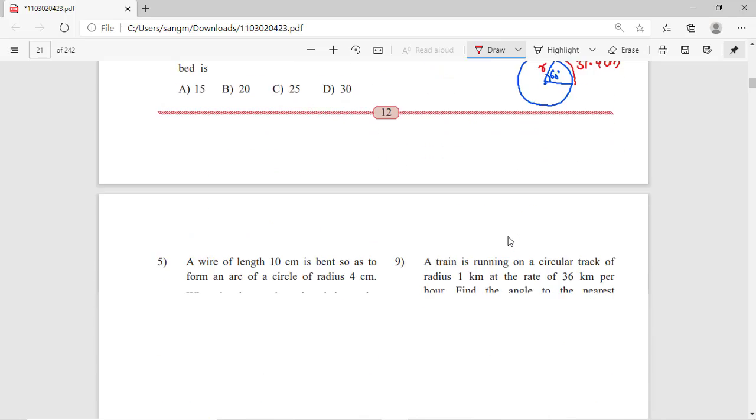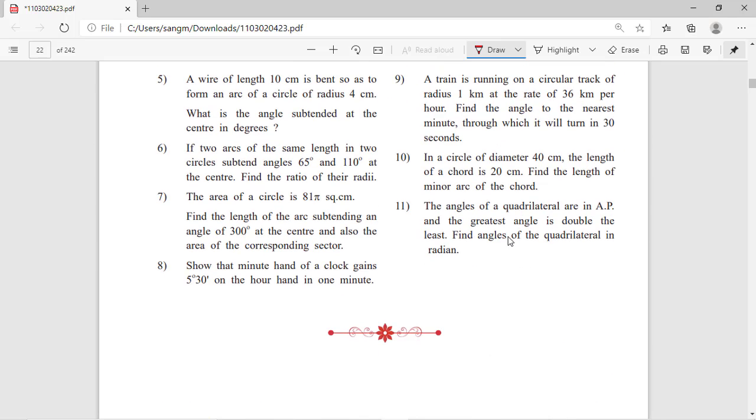Now let's proceed to the next question. Question number 5. A wire of length 10 cm is bent so as to form an arc of a circle of radius 4 cm. What is the angle subtended?